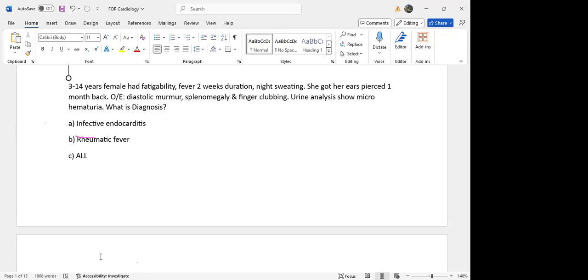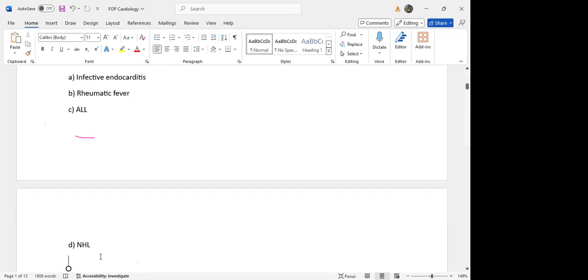So diastolic murmur along with the splenomegaly, and you can see in the urine also you have hematuria. That means embolic phenomena are also occurring. The vegetations also, because of the emboli moving to the kidney, that also causes hematuria. That is why infective endocarditis is the right answer.